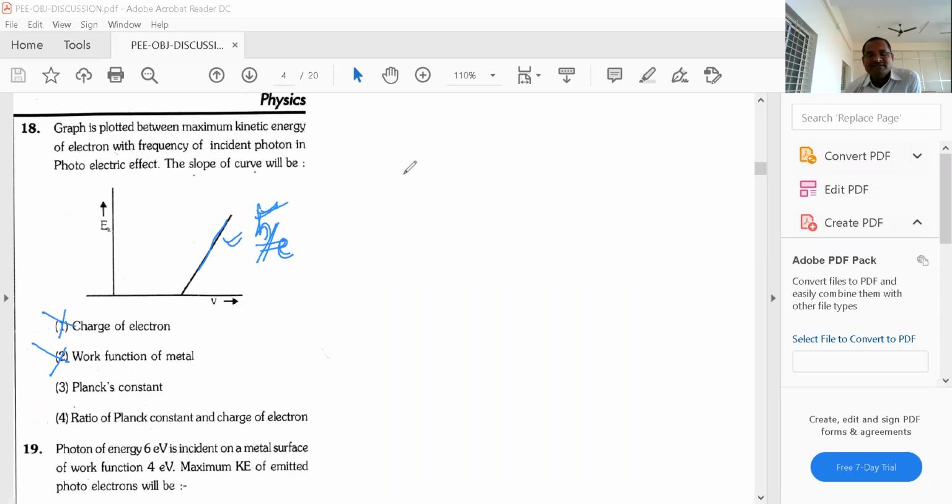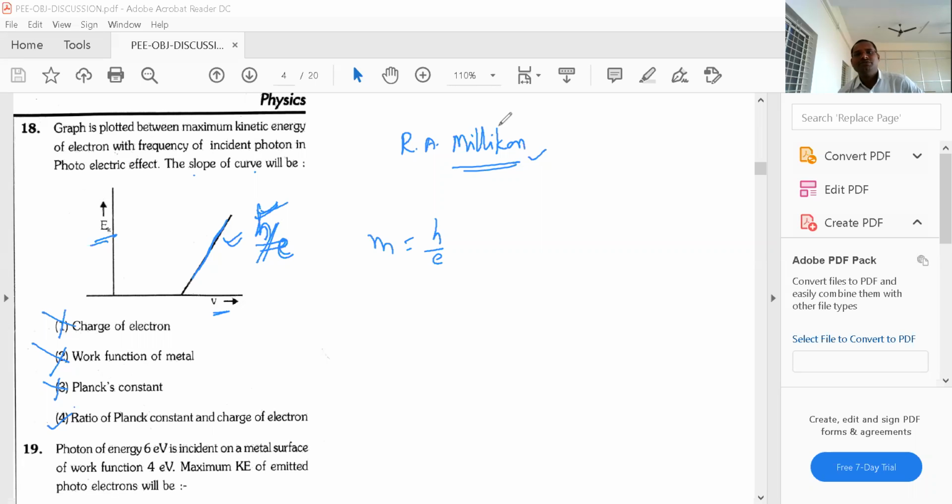Millikan performed an experiment to disprove Einstein's photoelectric equation. While disproving it, he rather proved that equation, and from that he got a graph of kinetic energy versus frequency, and the slope of this graph comes out to be h by e. Slope of this graph is h by e, meaning it is a ratio of Planck's constant and the charge of the electron. Yes, the fourth option is right. The third option is wrong.